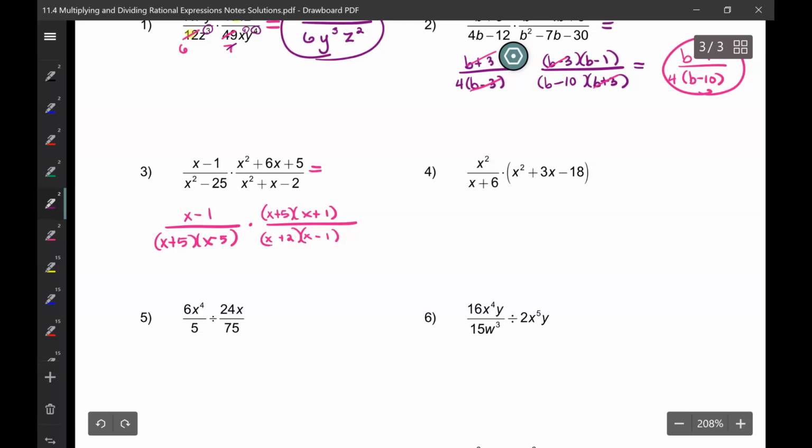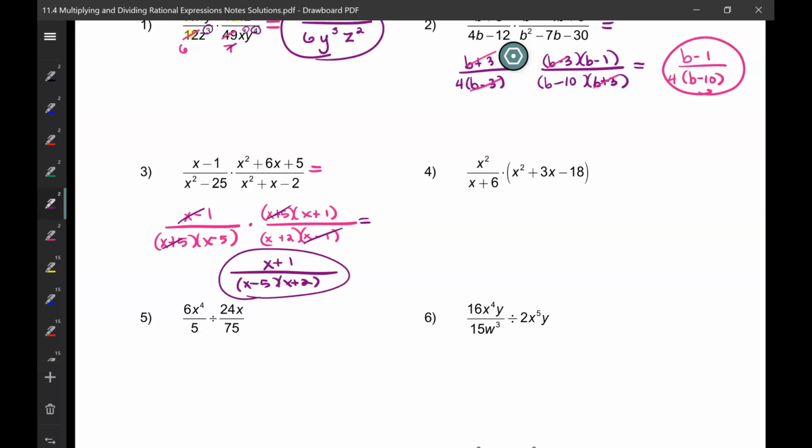Let's see what we're going to cancel. x minus 1, x minus 1, x plus 5, x plus 5. What are we left with? We have x plus 1 in the numerator. Now in the denominator, I have an x minus 5 and an x plus 2. Again, I'm going to just leave it like that. I'm not going to multiply those out.